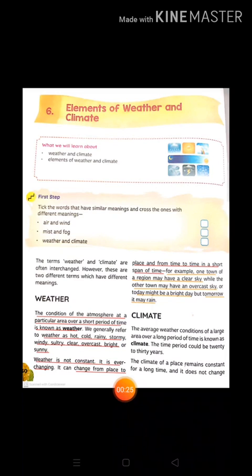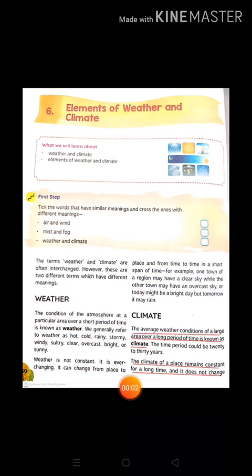Generally, we say that the weather is hot, cold, sunny, rainy or clear. Students, weather is not constant. It keeps on changing from place to place and from time to time in a short period of time. For example, in the same region, a city or town may have a clear sky, while the other town may have overcast or cloudy sky.